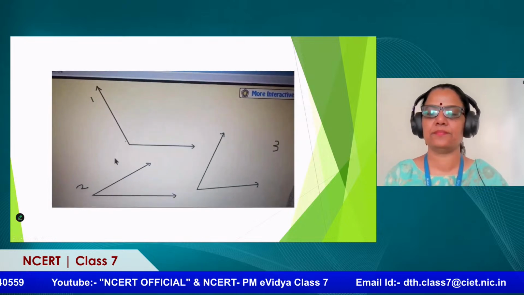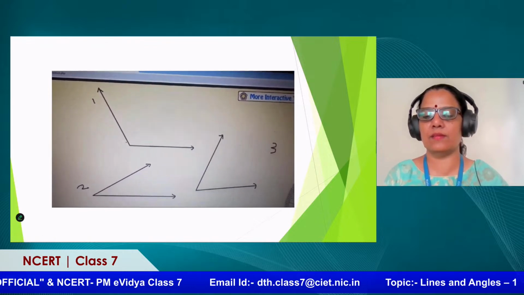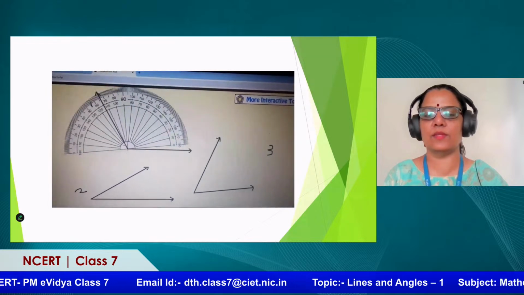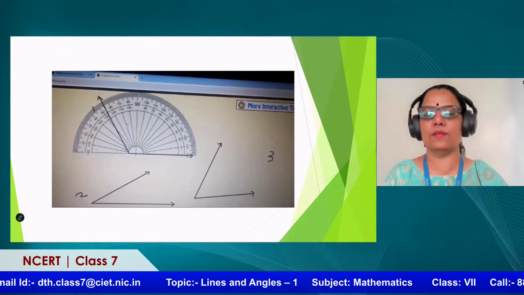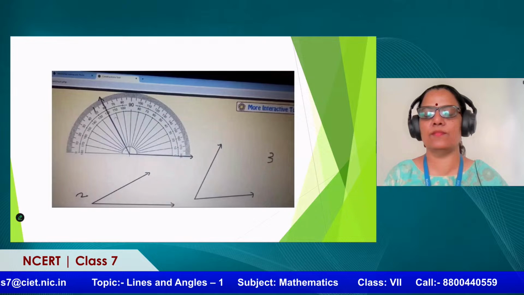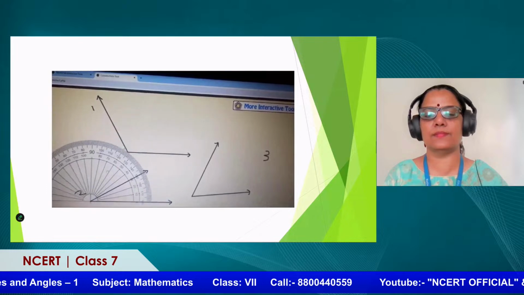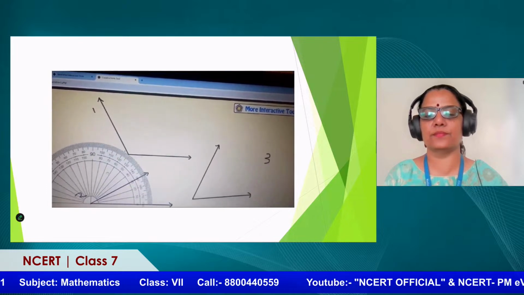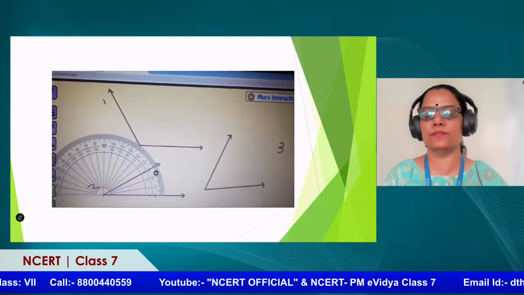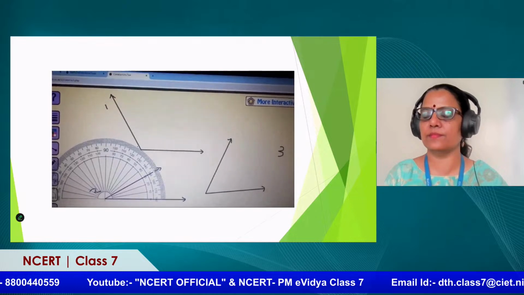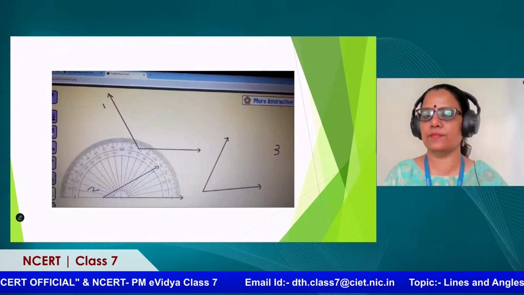You can see here three angles, 1, 2, 3. Let's see which are the supplementary pairs. Here you see, this is the first angle. What is the angle formed here? It's 120 degree. Now let's see the second angle. This angle is 30 degree. So is it a supplementary pair with this? You add these two angles, 120 plus 30 is 150, right? So it is not supplementary.